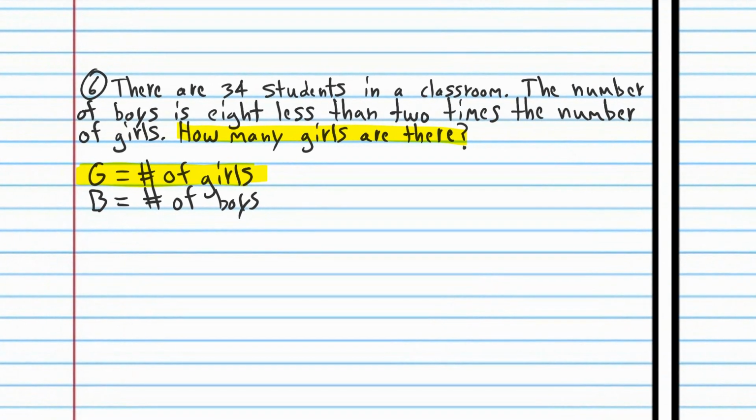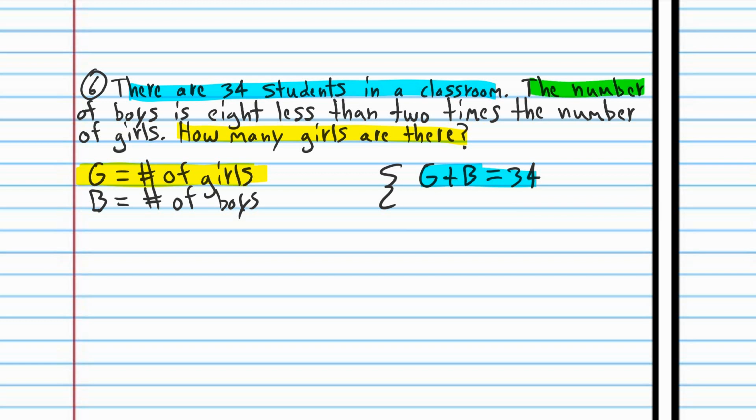All right, so now we look for the easy equation, and that's there are 34 students in the classroom. Now here comes the hard equation. The number of boys is 8 less than 2 times the number of girls. So B equals 2G minus 8. So that was the hard equation.